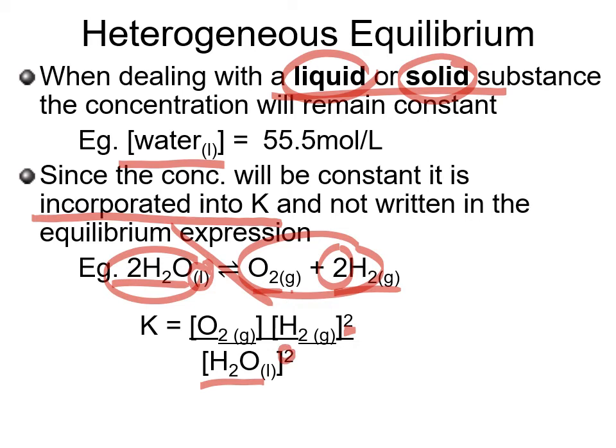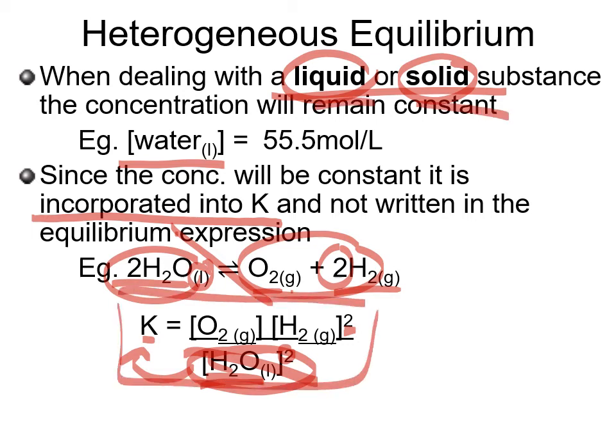But what's important is that this water, its concentration does not change. It is a liquid. It must remain constant. And instead of having two different constants in an equation, essentially we eliminate this constant, or we incorporate it into the already constant value for K. So anytime you have a liquid or a solid, they're not going to show up in your K expression. And so the K expression for this reaction is just going to be the concentration of oxygen multiplied by the concentration of hydrogen squared.